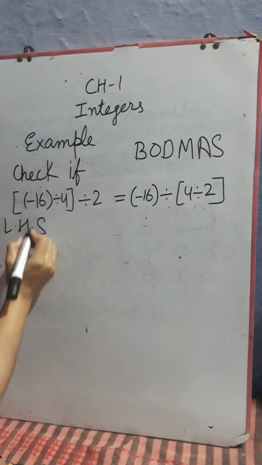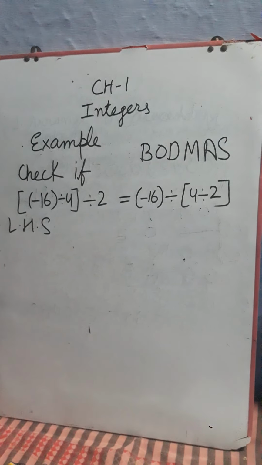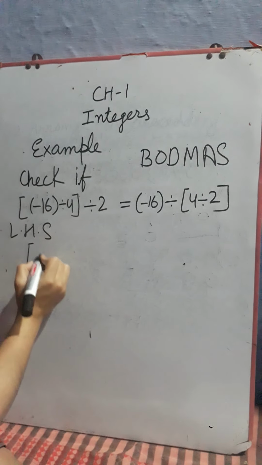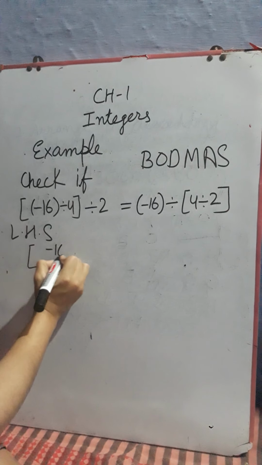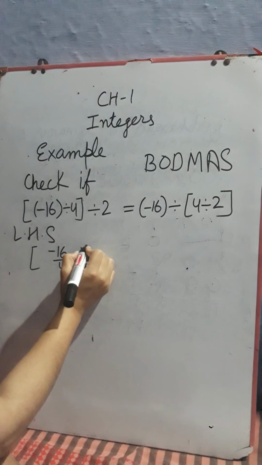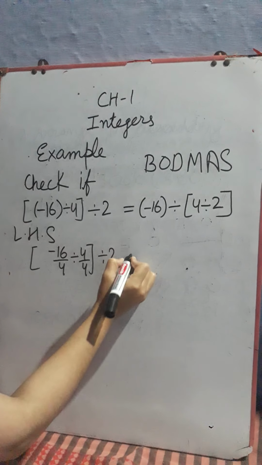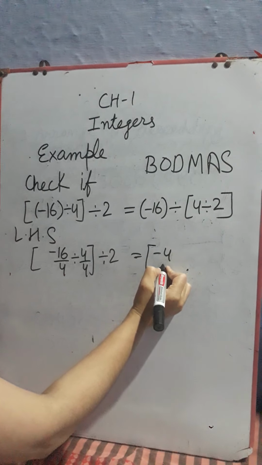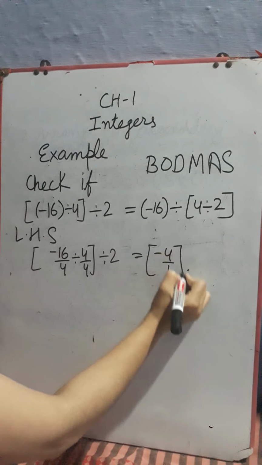Then what will we get? Minus 16 divided by 4. Minus 16 is a negative integer and 4 is a positive integer. Then what will we get? Minus 16 divided by 4. And what will we get? 16 divided by 4 is 4, so minus 4 over 1. Divided by 2. Minus 4 divided by 2. What will we get now? Minus 2.